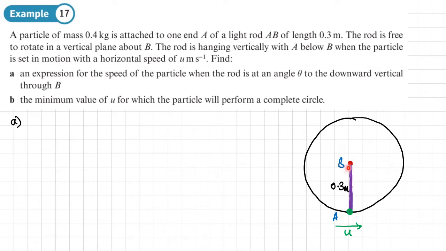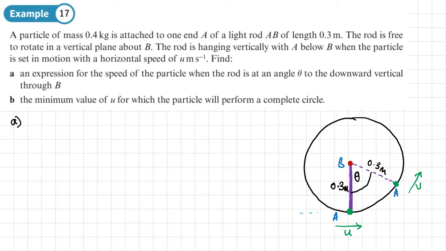Okay, so the rod is making an angle of theta with this line here. So let's draw it and show where it's going. This is where A is going to end up. The angle here is theta. The length of the rod hasn't changed, so this is still 0.3 meters. And we want to work out the speed of A at this point, which we're going to call V. Now remember, the speed is always tangential, always a tangent to this circular path.